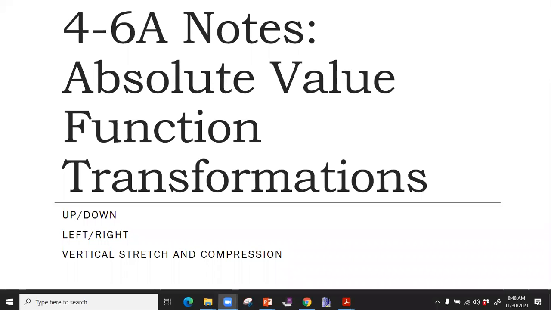All right, 4.6a. So I broke it into two parts. The first part of our 4.6 notes, we're going to talk about absolute value function transformations. So what causes the function to go up, down, left, right, and our vertical stretch and compression.